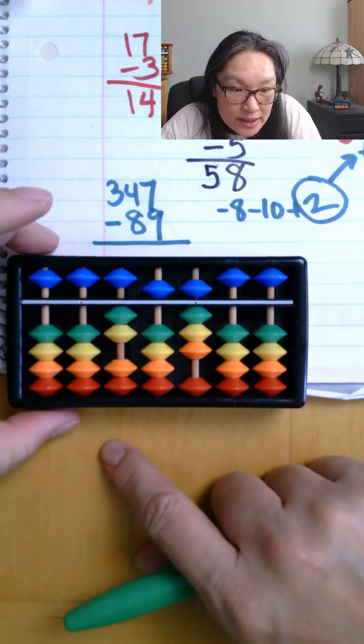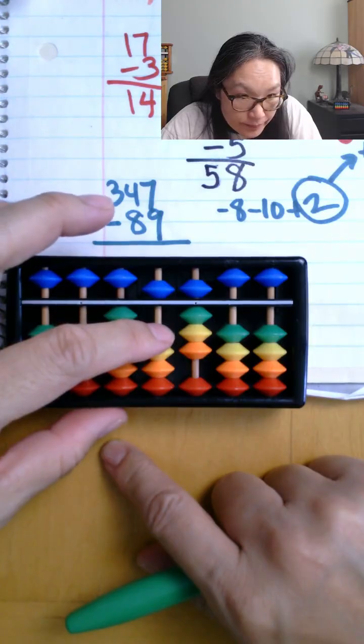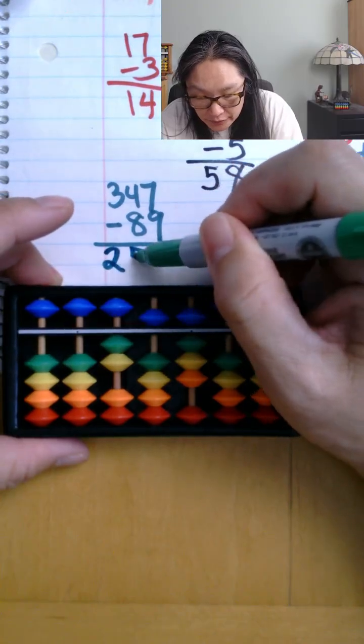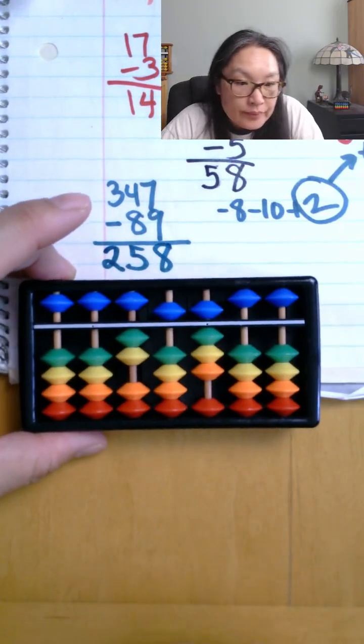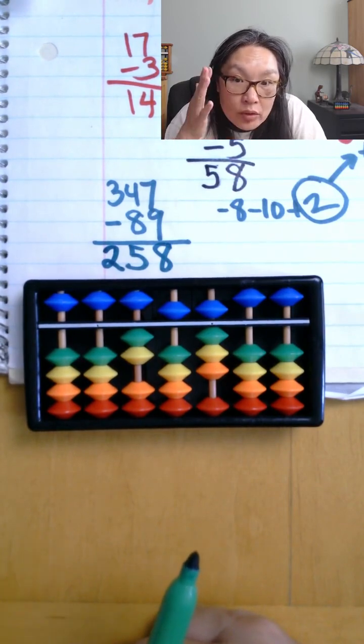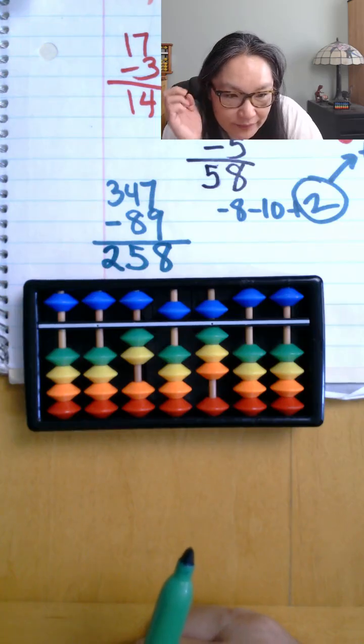Do we know how to read the abacus? Oh, thank you. 258. Yes. 258. Yeah. Any more questions? Give me a question and we'll do it. We'll see how complicated it can get.